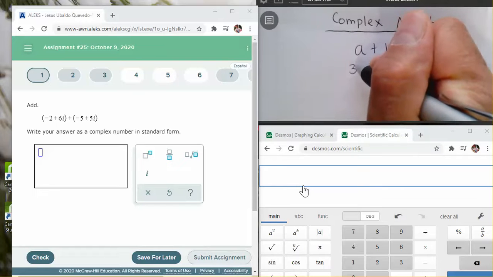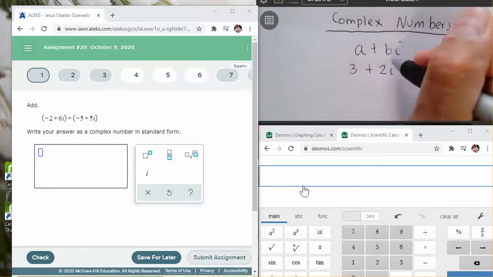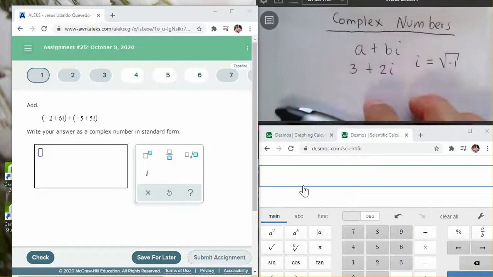Okay, so when we do an addition or subtraction, this is like combining like terms, because we're going to combine the real part with the other real parts and all the imaginary parts together. So in this example that we have here, we got a -2, that is the real part, and it's going to be added with a -5.